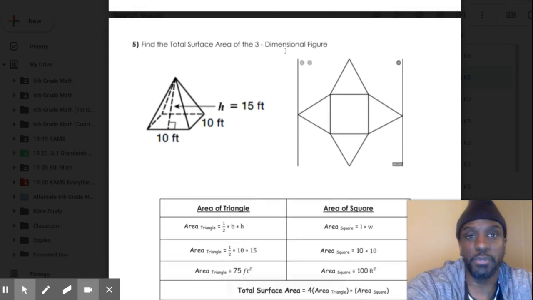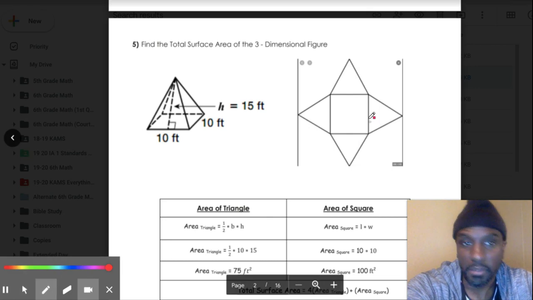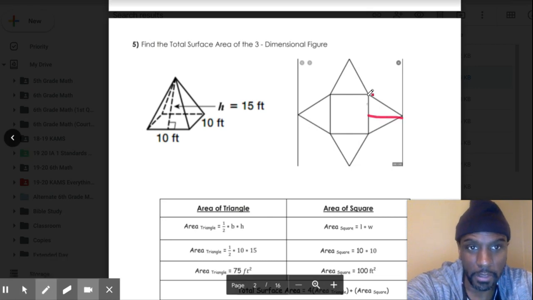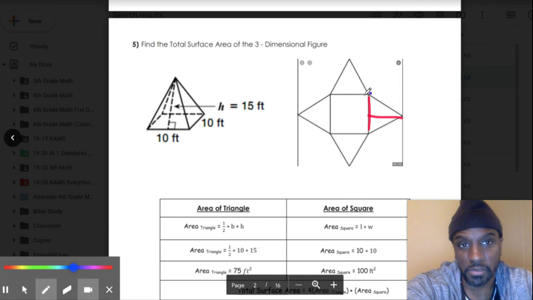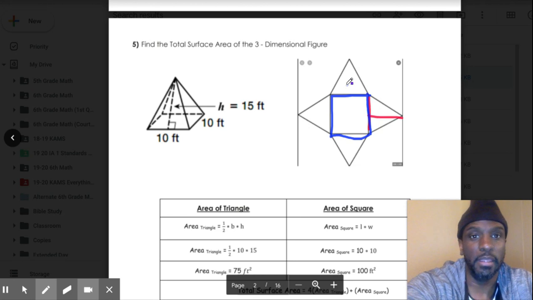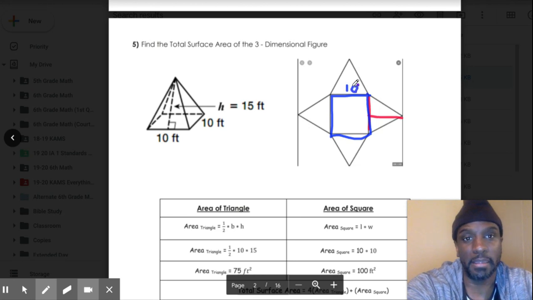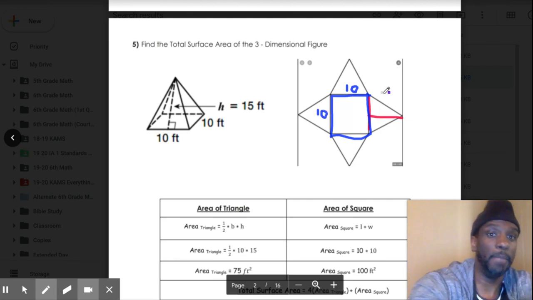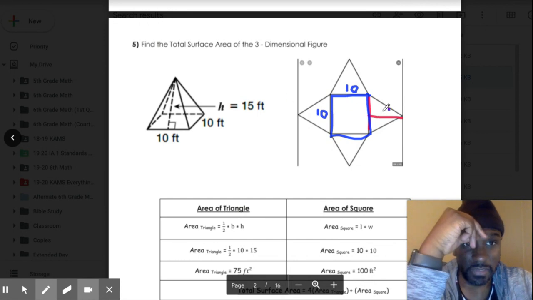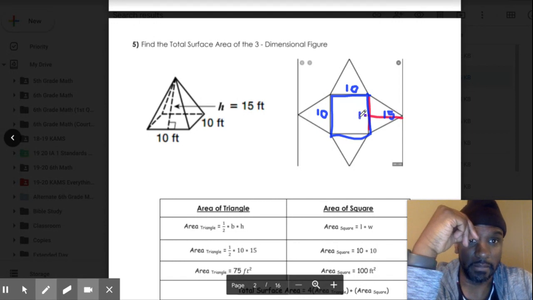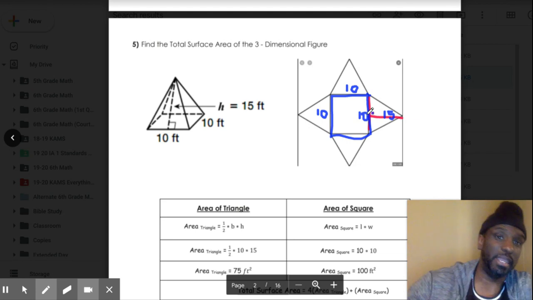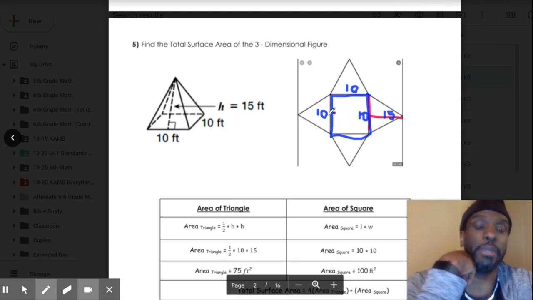Find the total surface area of the three-dimensional figure. Well, okay, remember that the height is right here and the base is right there, okay? And here is the bottom of your pyramid, and it is a square, and it is 10 by 10, okay? 10 by 10, okay? And the height of this triangle here is 15 by 10. 1/2 times the base 10 times the height 15. Got it?